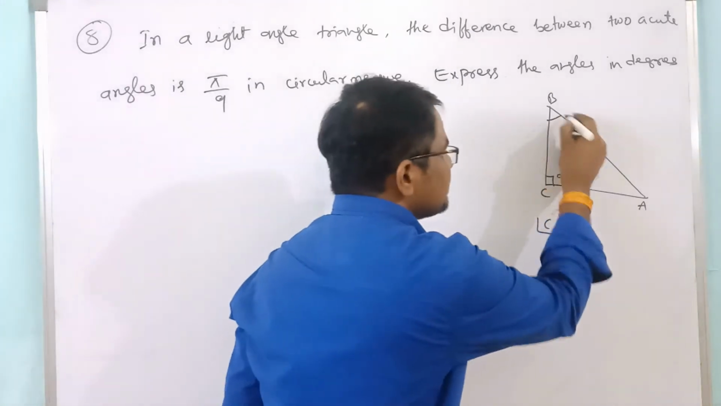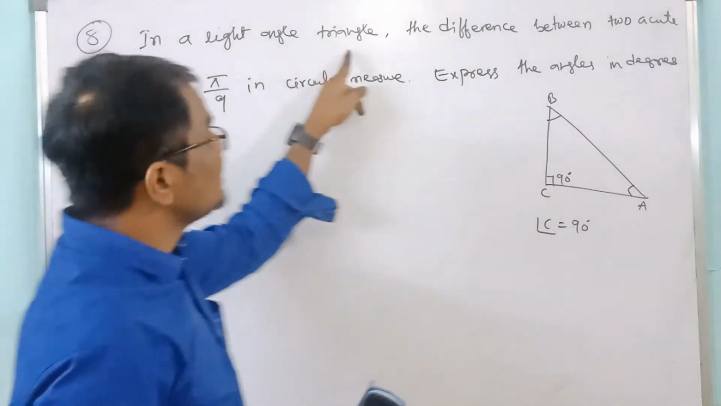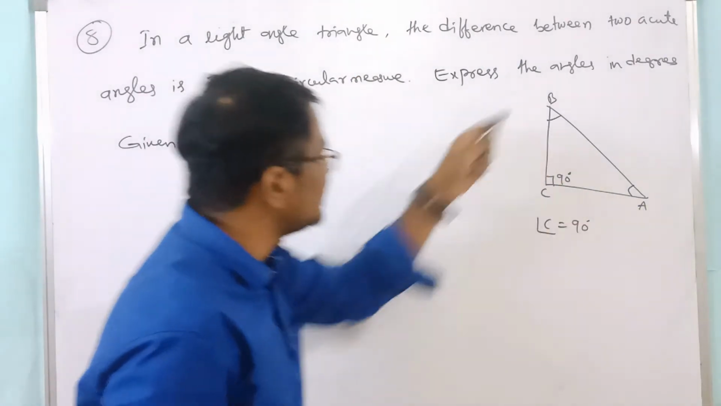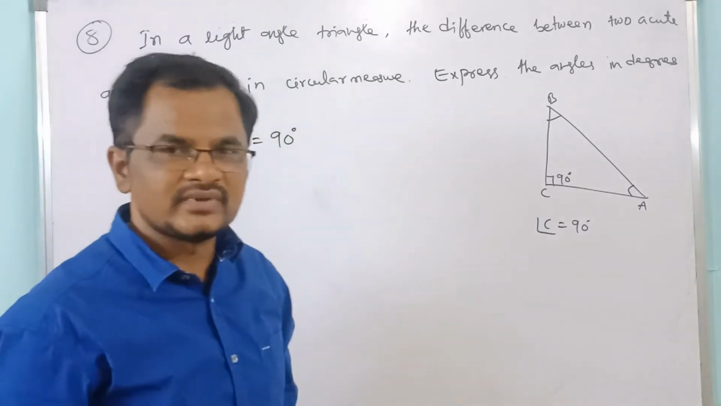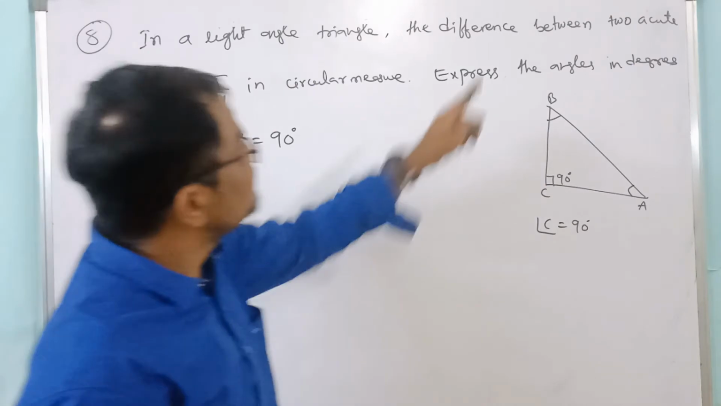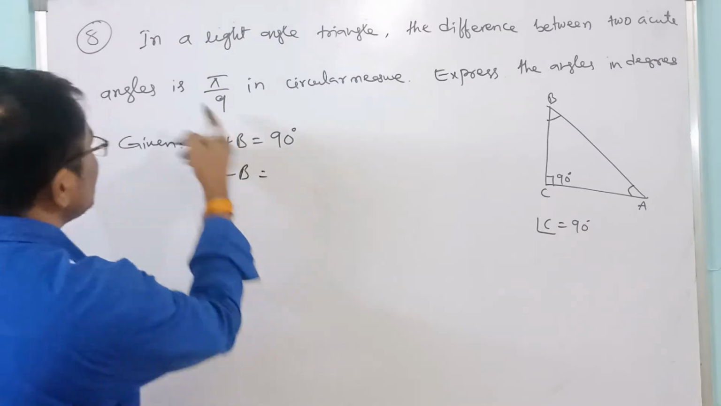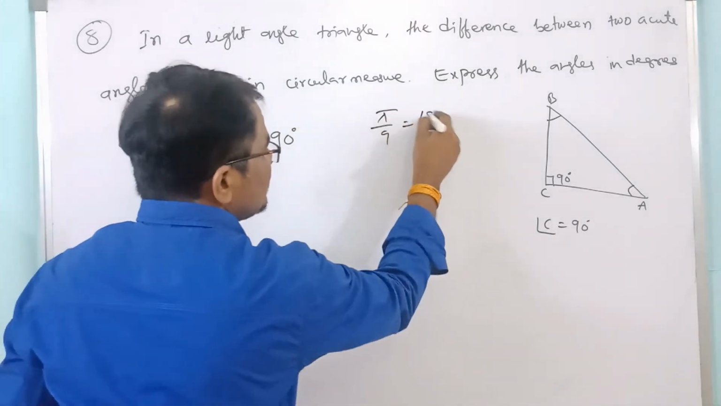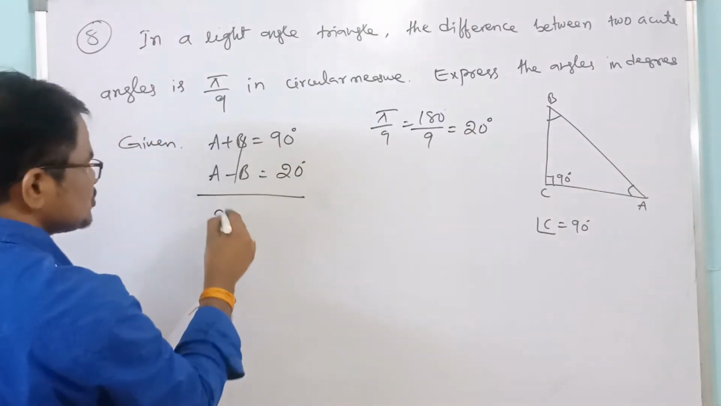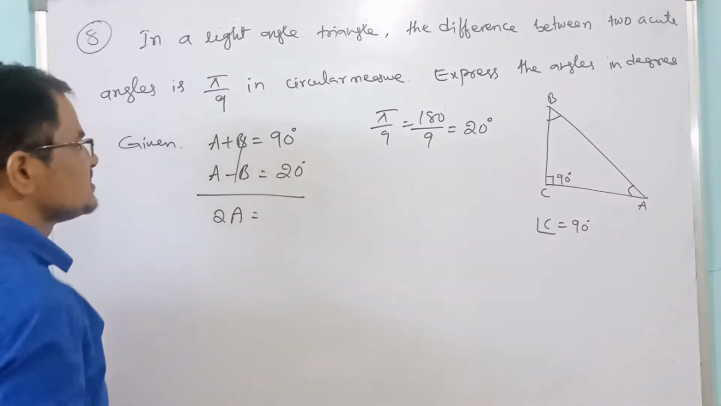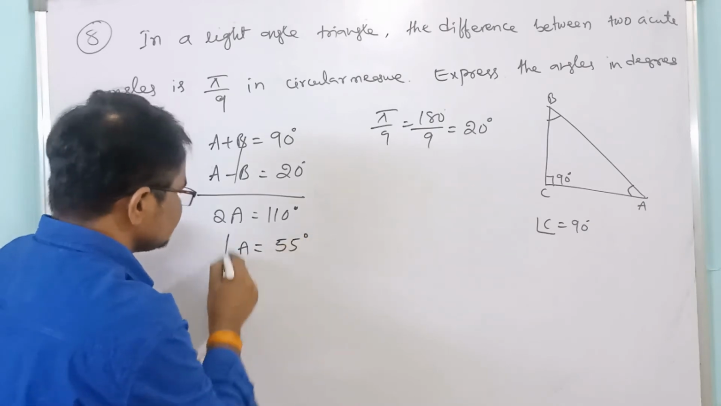Right? Now what about the sum of these two? Given a right angle triangle, C equal to 90, and A plus B you can take as 90 degrees. Next, the difference between the acute angles, these two only. So the difference A minus B equal to pi by 9. Pi by 9 means 180 degrees by 9, that is equal to 20 degrees. You take 20 degrees, subtract these two. 2A equal to 110 degrees, A equal to 55 degrees.